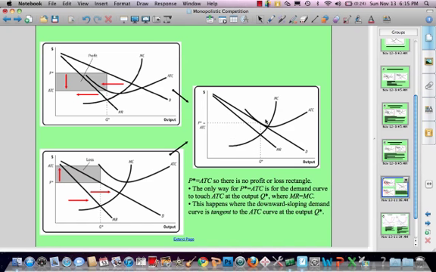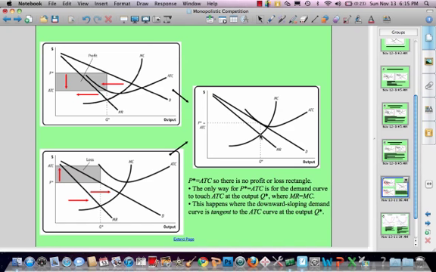Here is the outcome, either of that leftward movement or that right movement. So left here, right here. Price equals average total cost. You can see price equals average total cost right here, and that's where marginal cost equals marginal revenue. So there's no profit or loss rectangle.